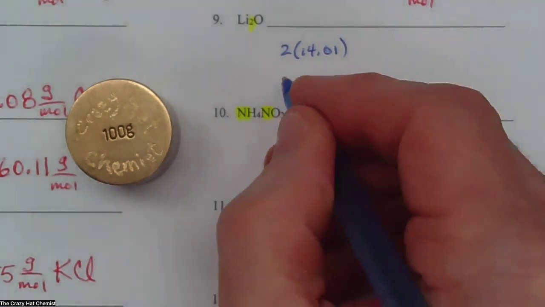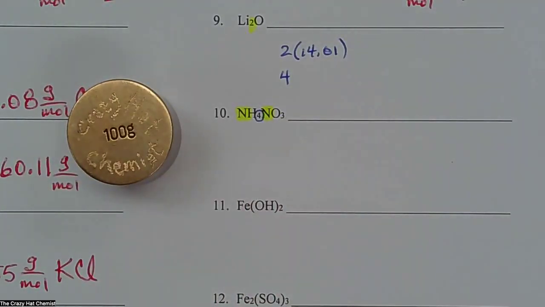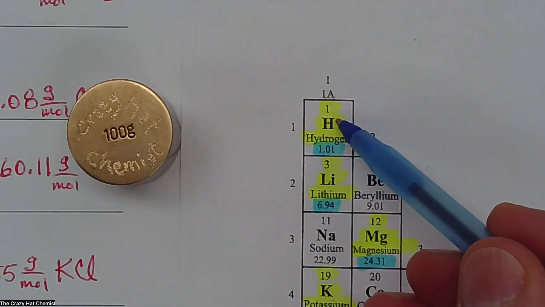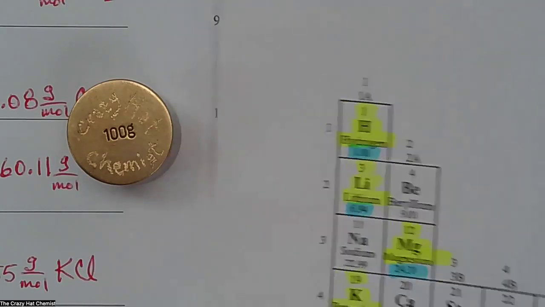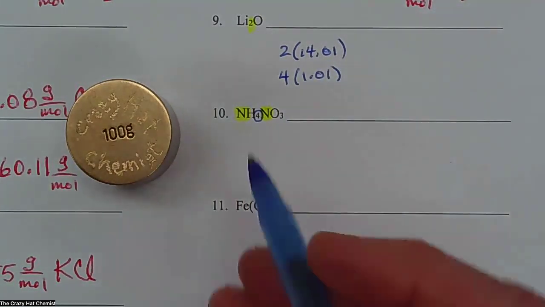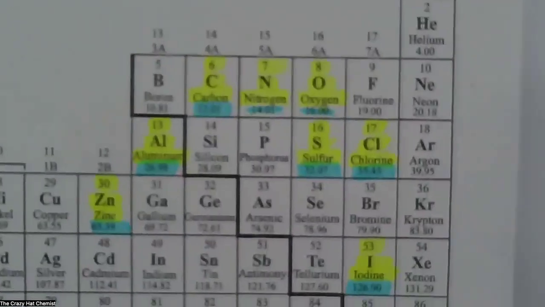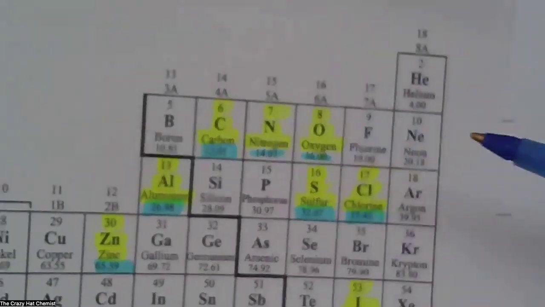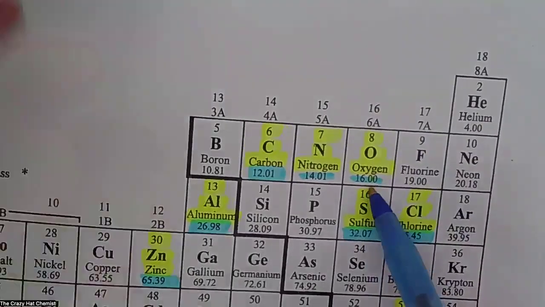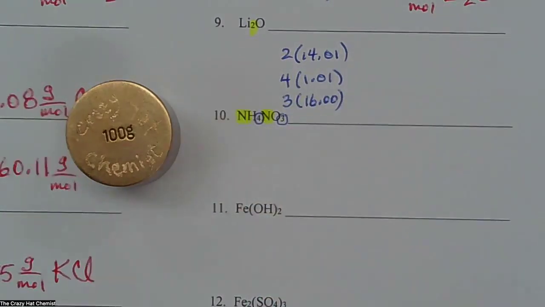Then we have hydrogen, and there are 4 hydrogens. I'm going to circle that one. There are 4 hydrogens in ammonium nitrate. So hydrogen would be right here. Hydrogen atomic number 1, hydrogen 1.01. There are 4 of those. 1.01 for hydrogen, and then oxygen, there are 3 oxygens. That's 3 times the oxygen's molar mass, 16.00 for oxygen.